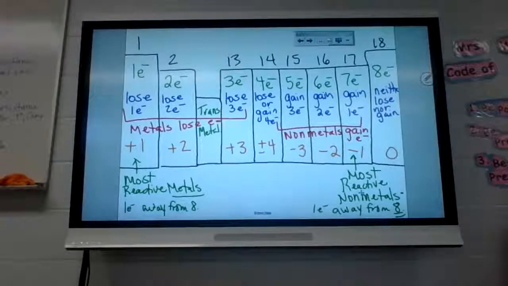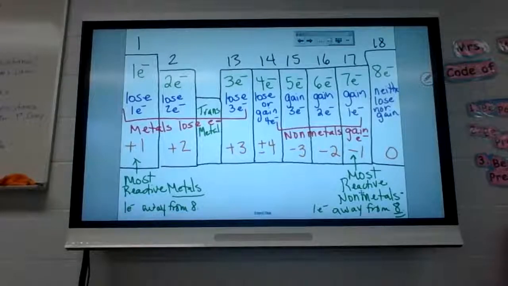So when we talk bonding in a few days, about middle of next week, probably about Thursday, when I think about how the week's laid out, we'll talk about group 1 and group 17 loving to form compounds because group 1 wants to give it away, group 17 wants to gain it, and so they form really stable compounds.